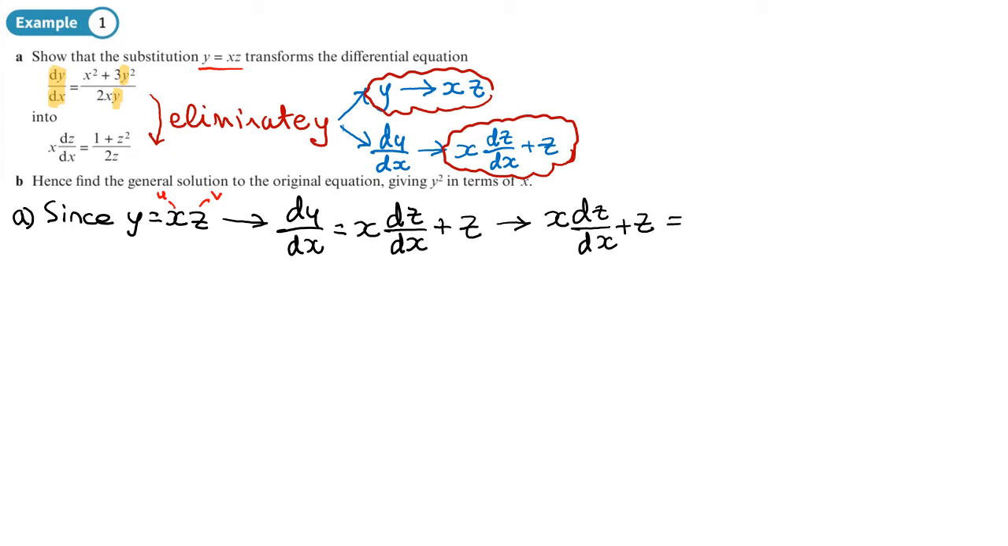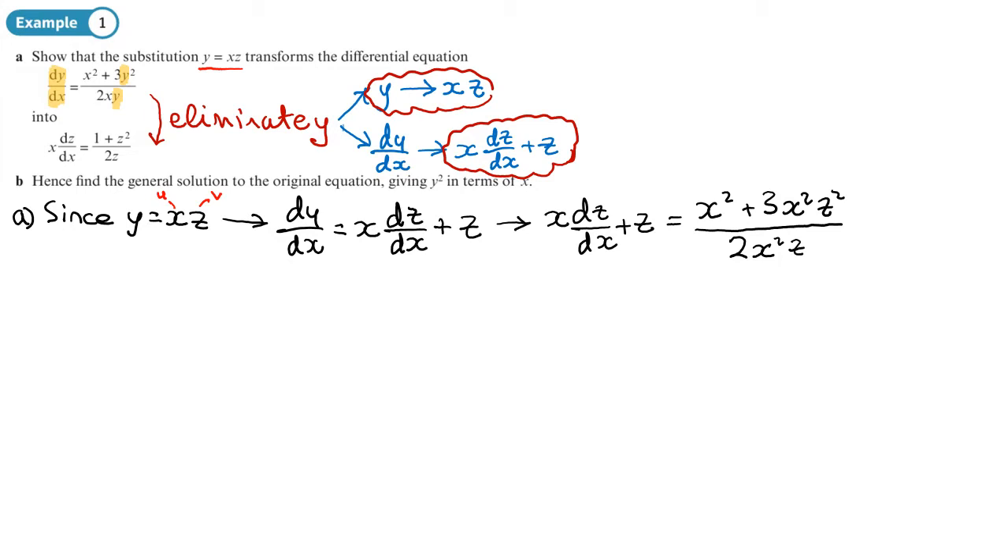Then on the other side, wherever I have y, I'm going to replace it with xz. So that'll be x squared plus, now it says 3y squared, so that'll be 3xz all squared, so that's x squared z squared, all over 2xy, and again we replace that with xz, so it will become x squared z. So I'm timesing 2x by xz. So that's my first step.